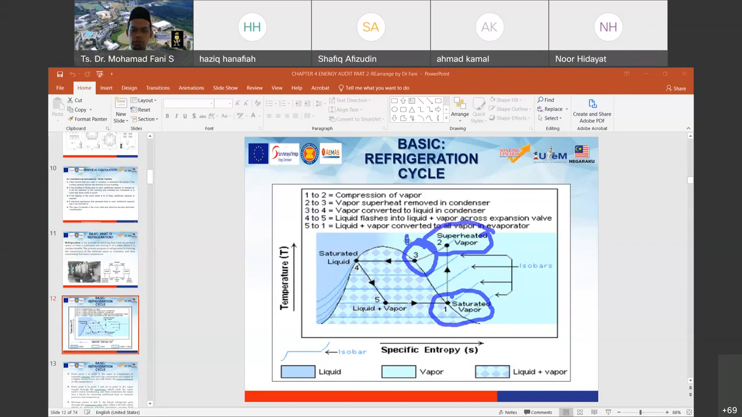This is the mixed one, where vapor is converted to liquid in the condenser. After that, it goes to number four, saturated liquid. This liquid flashes into liquid plus vapor across the expansion valve, as we referred to just now. Lastly, the liquid vapor is converted to vapor in the evaporator. That is the relationship between the condenser and the evaporator.